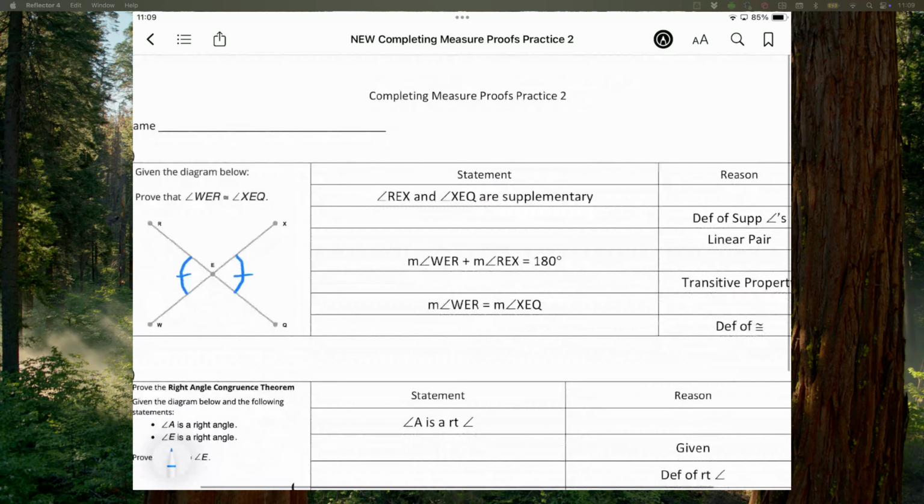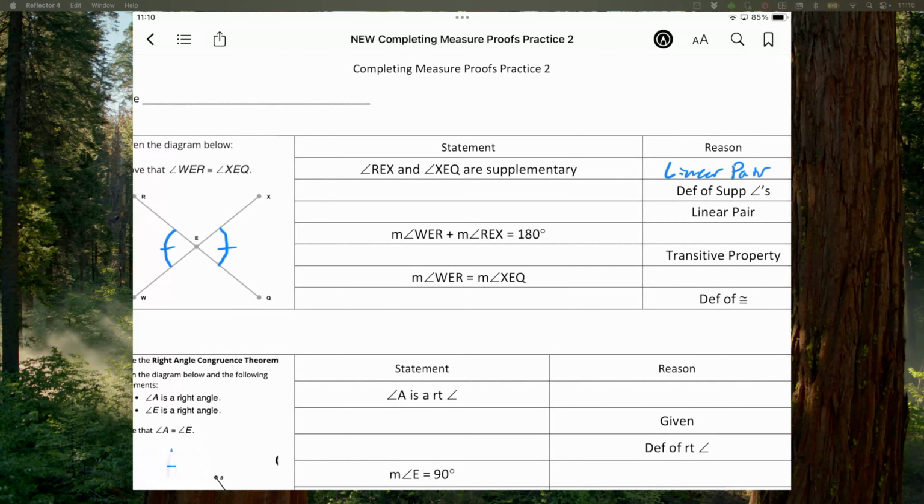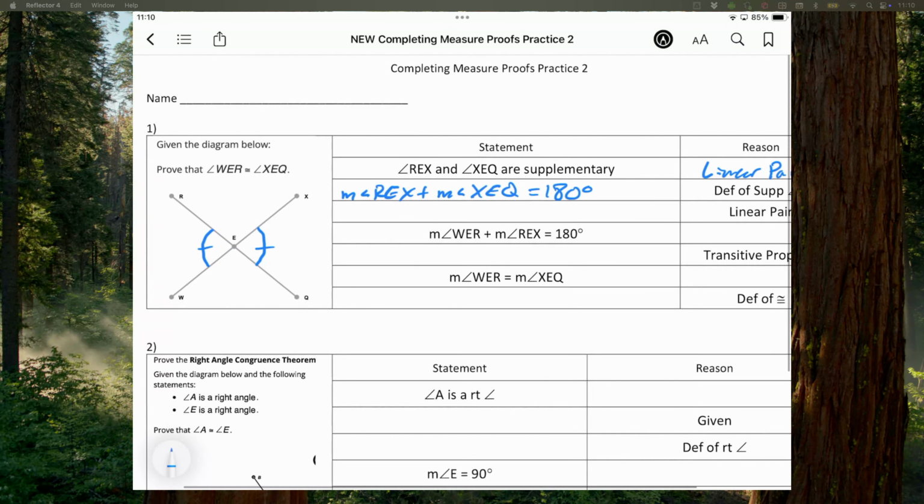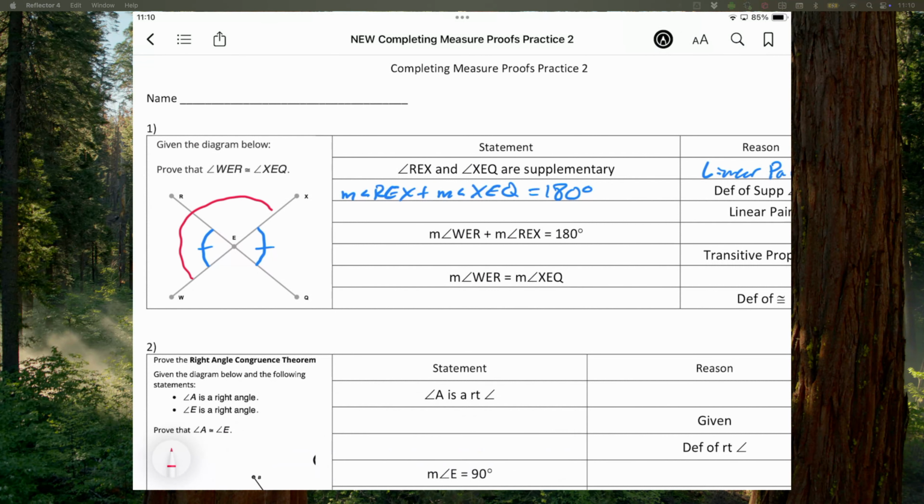So REX and XEQ are supplementary because of linear pair. That means that their measures add up to be 180 degrees. Measure of angle REX plus measure of angle XEQ is equal to 180 degrees. The other linear pair that we had, remember we were doing REX and XEQ, so that's that one. We need an angle that they share, so it's going to go like this. We can look below to see it also. WER and REX are the two angles we're using.